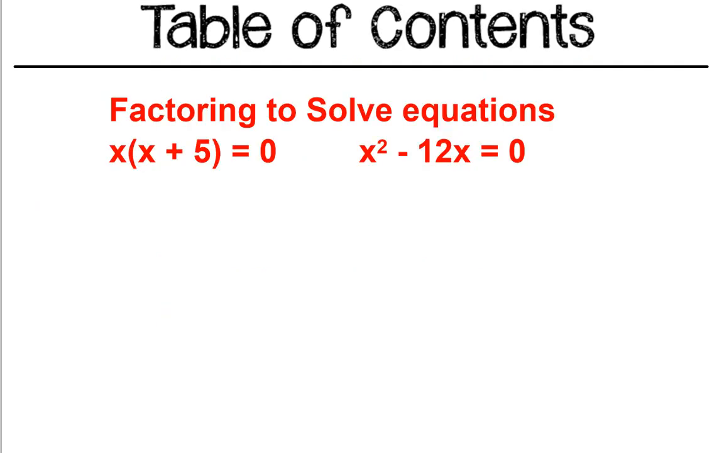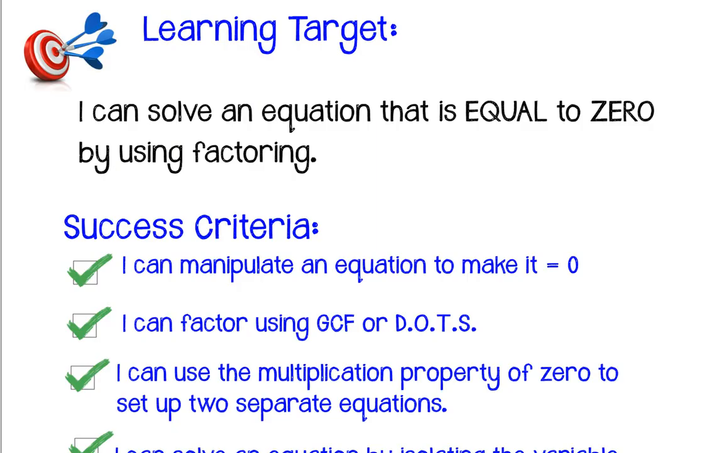So if you're following along with the class notes, then you're going to write this in your table of contents on the appropriate page. And if not, we'll just continue on with the lesson here. So the learning target for this lesson is that you can solve an equation as long as it says it's equal to 0 by using factoring.